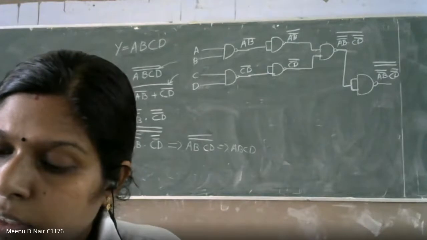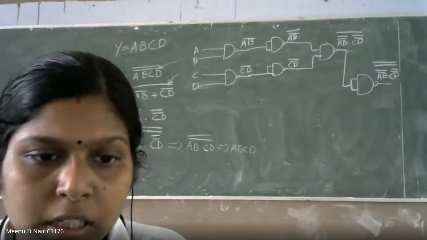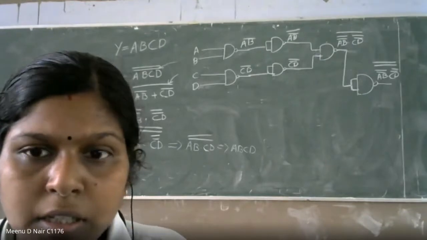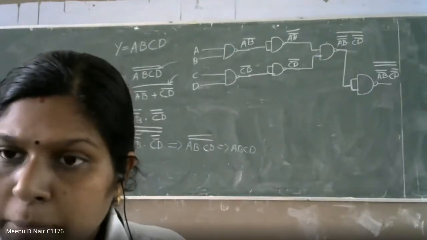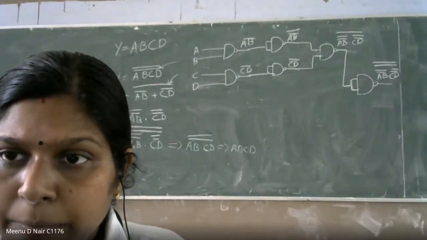C section. 7 members are absent in C section. B section 5 members. A section all present.